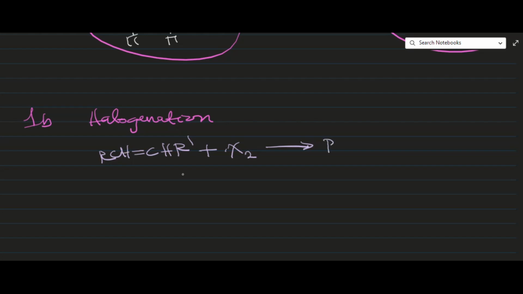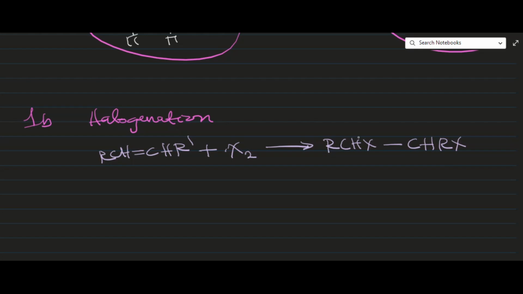So we are going to have RCHX single bond CHRX single bond. So we move from an alkene, an unsaturated molecule, to an alkane. This one is a halogenoalkane, which is a saturated hydrocarbon, a saturated compound at the same time too.